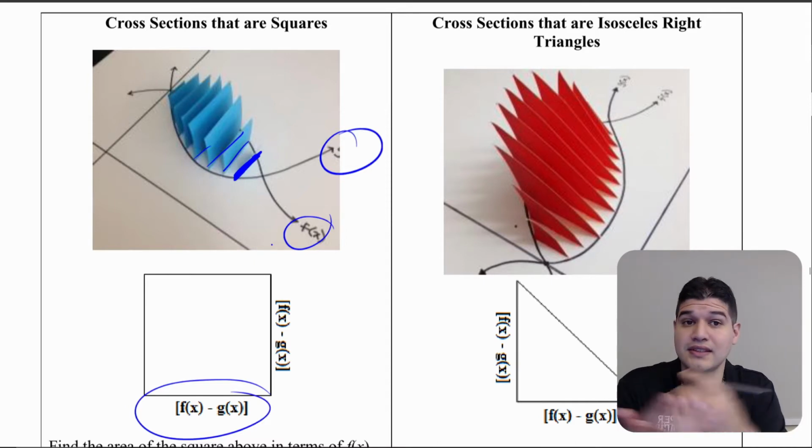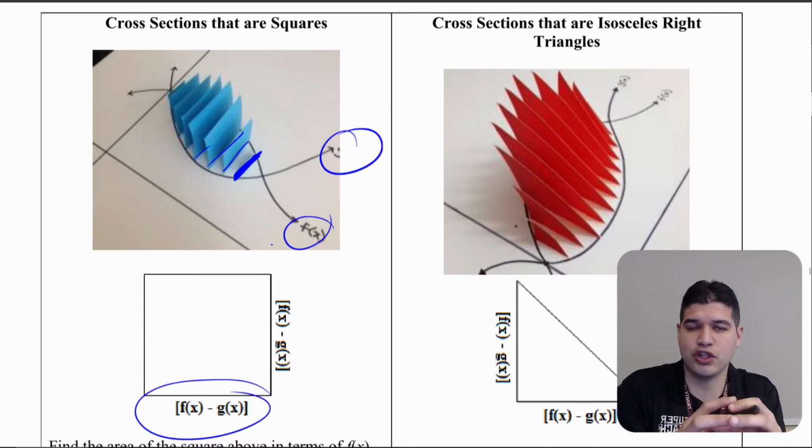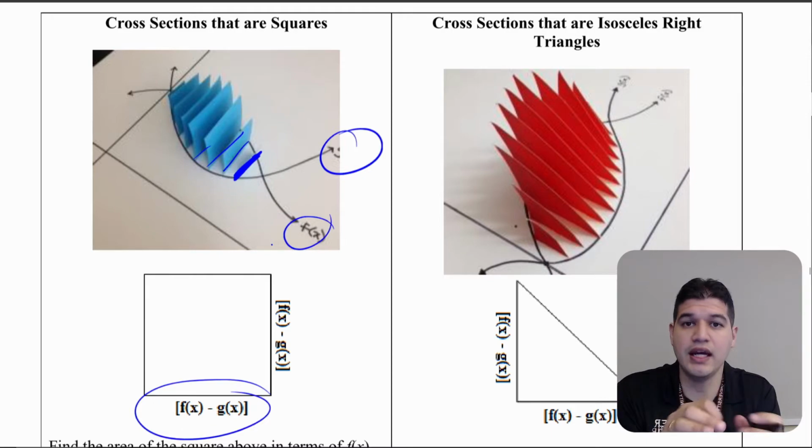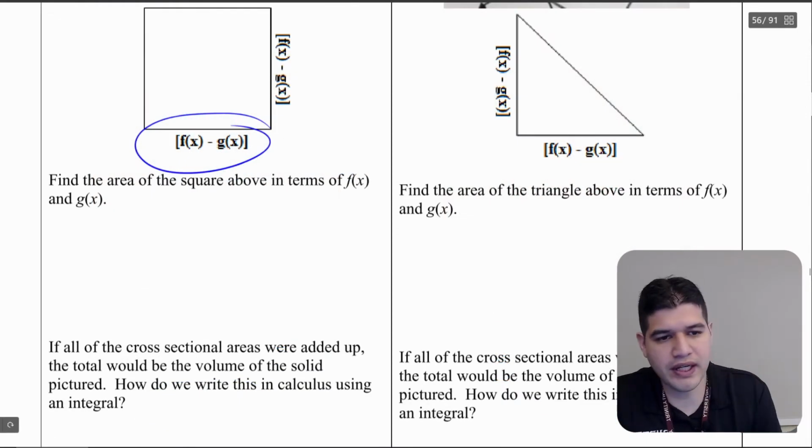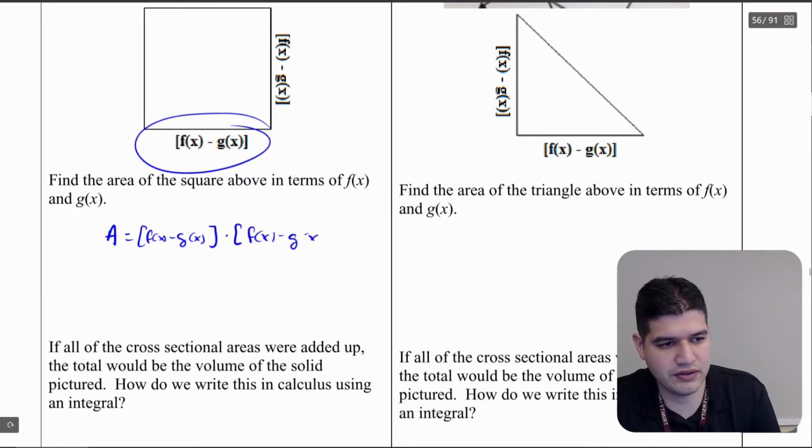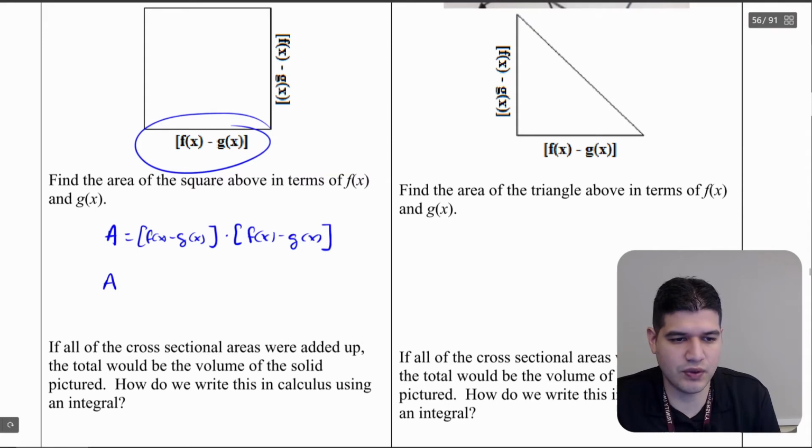Since it's a square, everything has to be in terms of that bottom side, and you just multiply it by itself. Since we're multiplying it by itself, we can find the area. That's f of x minus g of x times itself, which we can simplify to f of x minus g of x all squared.